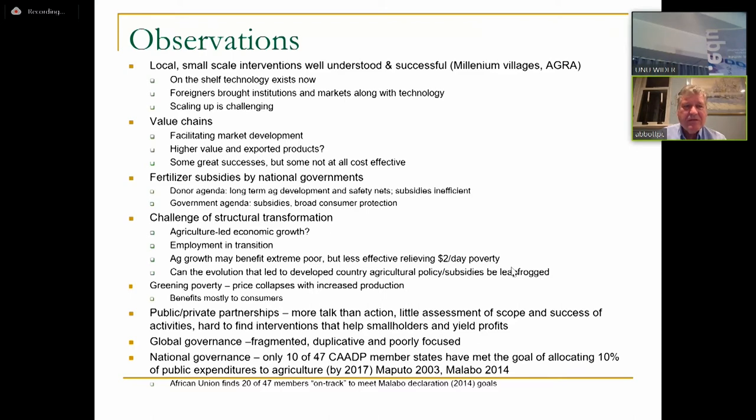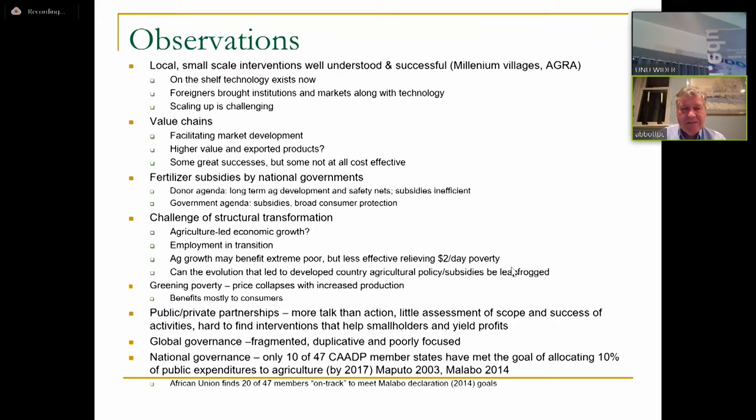When these interventions come to a village, they bring institutions and markets along with technology. And while you can easily intervene at village level, scaling that up to matter at a national level is quite challenging. In terms of value chains, they're important because they emphasize not just on-farm initiatives, but market development. They also emphasize higher value in exported products, and in some work I've done, sometimes the targets are probably not as realistic as they might be. While there have been some great successes, think flowers out of Kenya or green beans out of Senegal, many of the value chain efforts have not been at all cost effective.